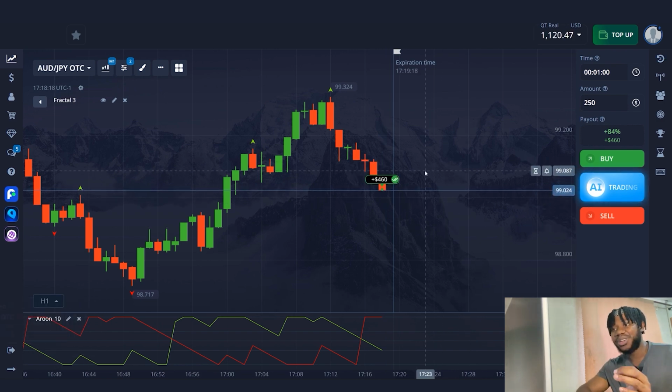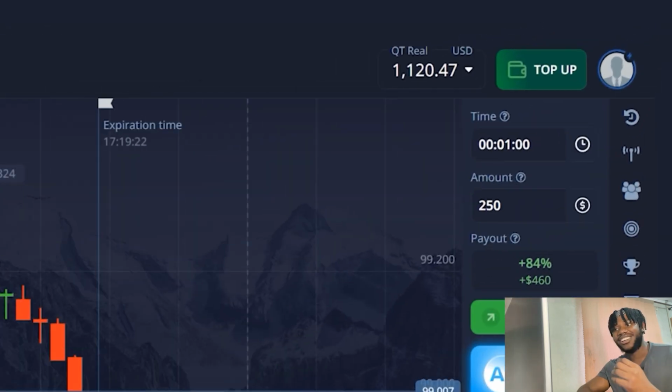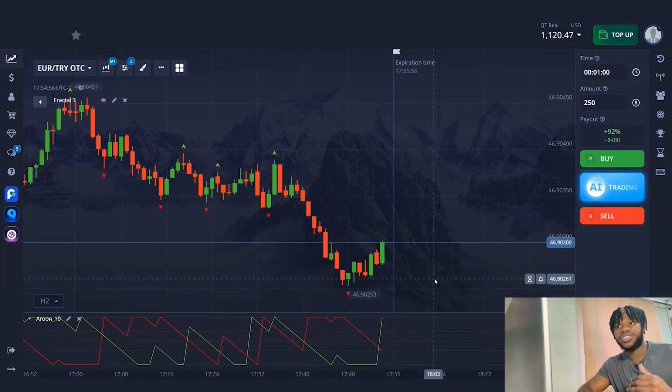Boom. The first trade was profitable. My capital became $1,120. We are going to continue working. There are still several trades ahead. Let's try to increase the capital even more. I will leave the trade amount unchanged.